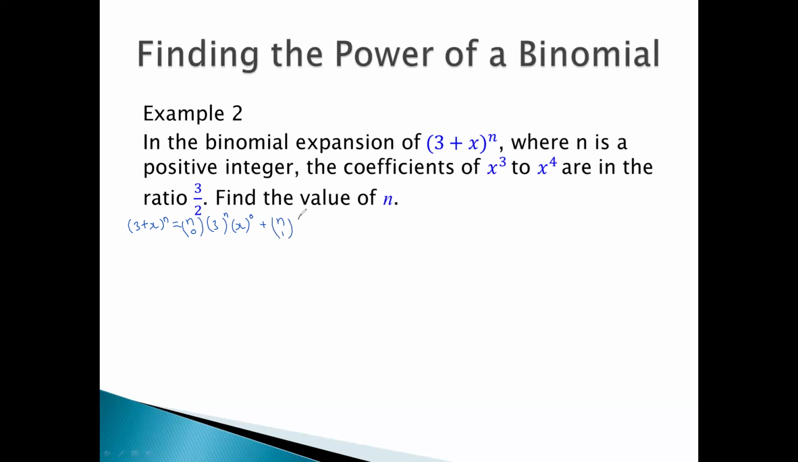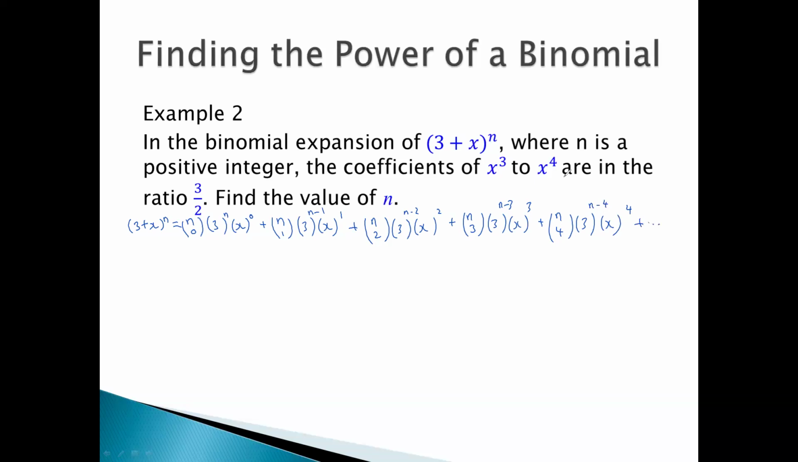And choose 1, n minus 1. And choose 2, 3x to the power 2, n minus 2. Okay, so these three terms are redundant. I need more. And choose 3, 3x to the power 3, n minus 3, plus n choose 4, 3x to the power 4, n minus 4, plus dot dot dot.